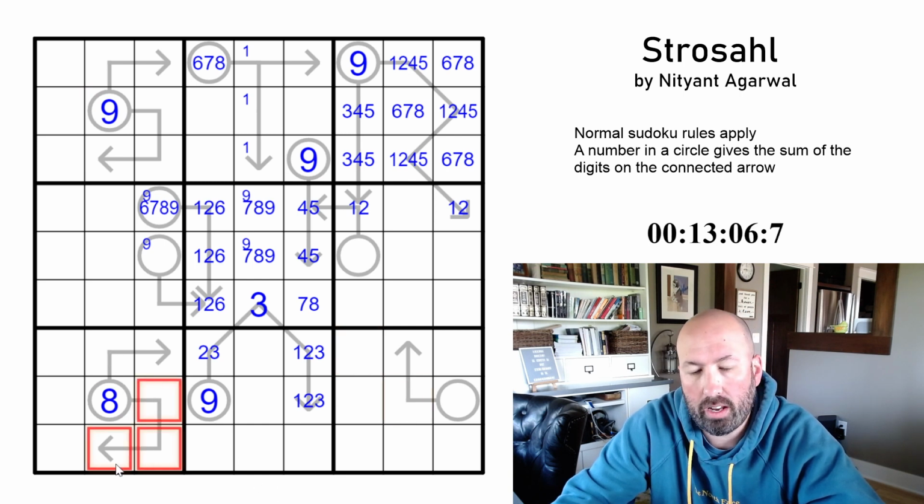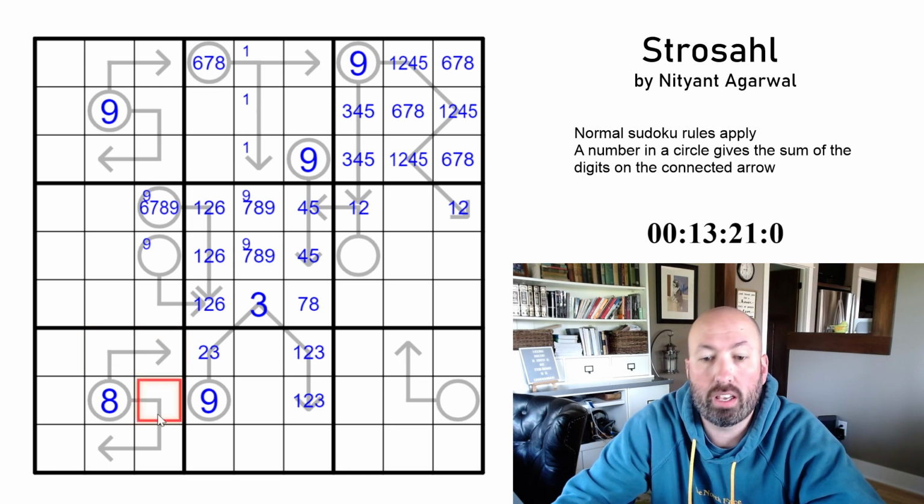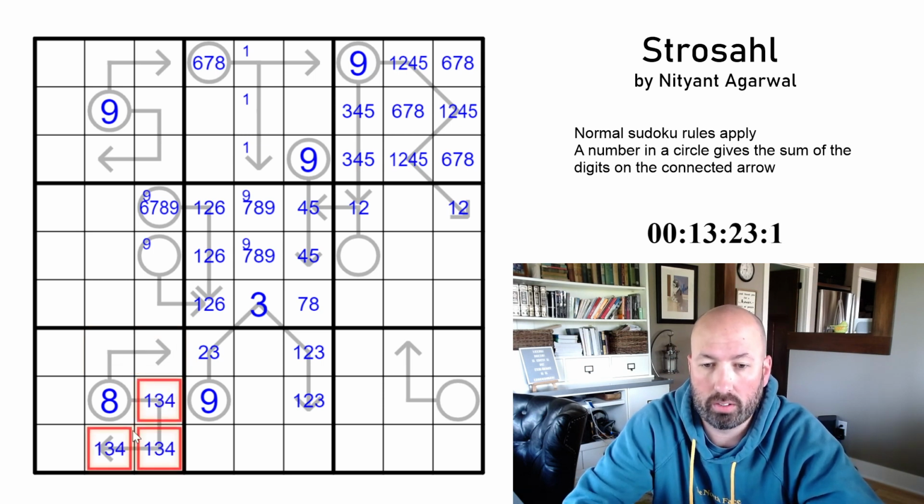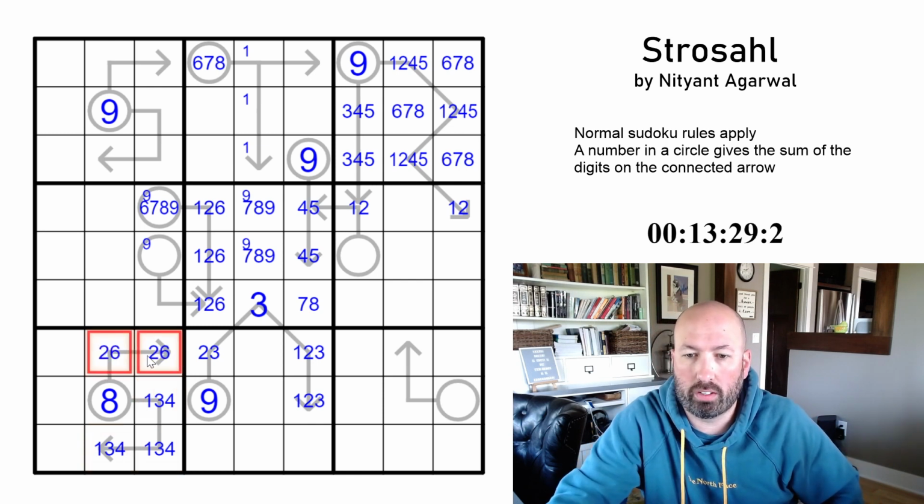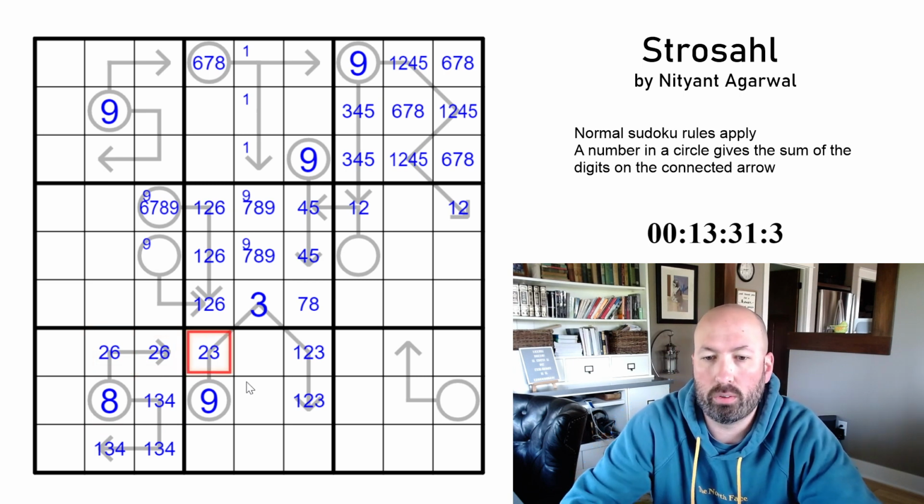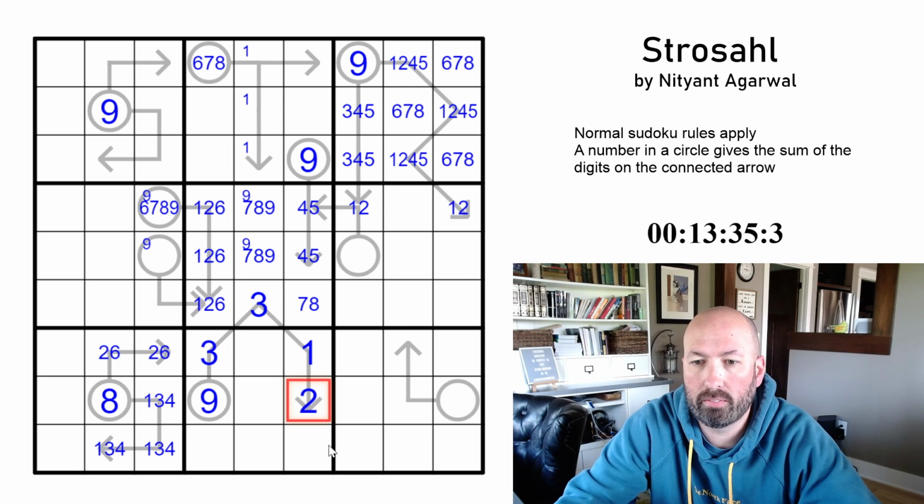Now, if it was 8, I think we said it can't be 1, 3, 4, right? Because this is 1, 7, 2, 6, or 3, 5. No, it can't be 1, 2, 5. It has to be 1, 3, 4. If it's 1, 2, 5, then it's using up all the options. So it has to be 1, 3, 4, which is going to leave 2, 6 there. And that 2, 6 pair is going to give us the 3 and the 1 and the 2. How about that?